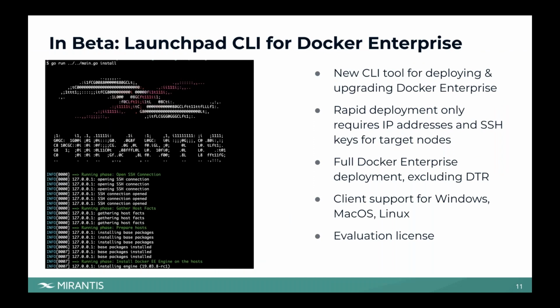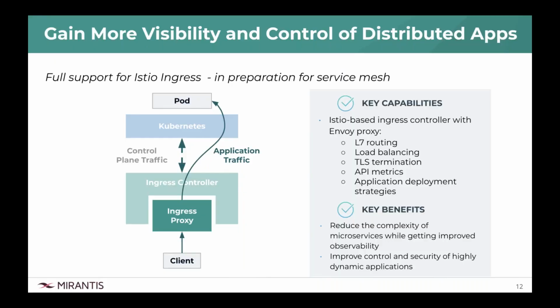Additionally, Launchpad CLI is available and currently in beta. For those of you who are familiar with Docker Cluster in 3.0, Launchpad is our next generation tooling for day one setup, configuration, and future upgrading. I'll circle back to this later in the presentation and invite you to participate and take it out for a test drive. Now let's take another look at Istio Ingress Gateway.